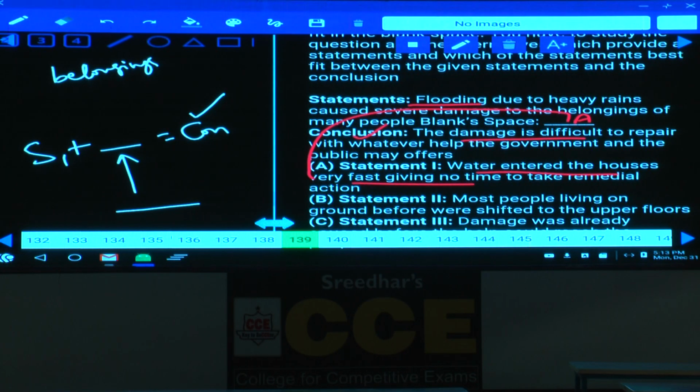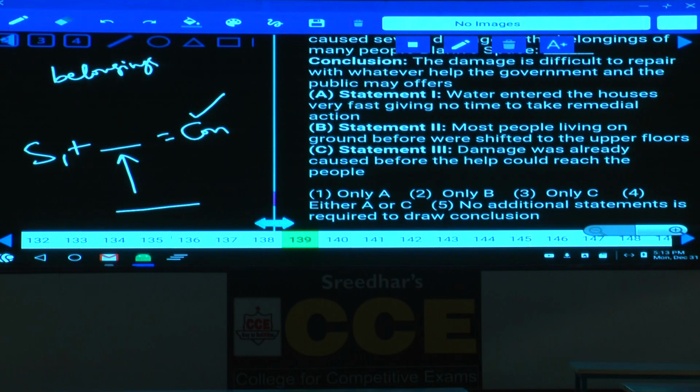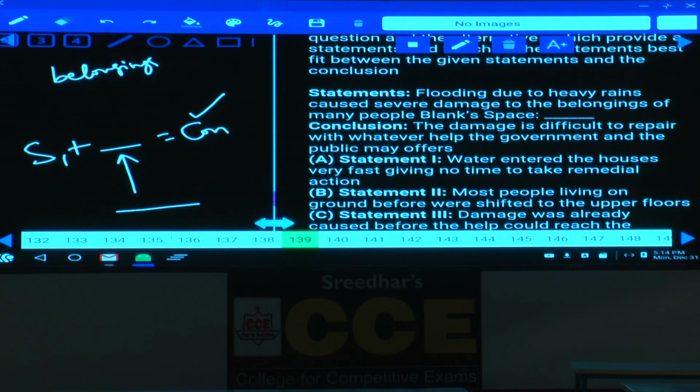Option C: damage was already caused before the help could reach the people. Now here he is talking about what? Before the help could reach the people. Is he talking anything regarding the belongings? In the statement it is clearly specified regarding the belongings. In option 3, he is talking about damage already caused before the help could reach. Here he is not talking anything regarding the belongings of these people.